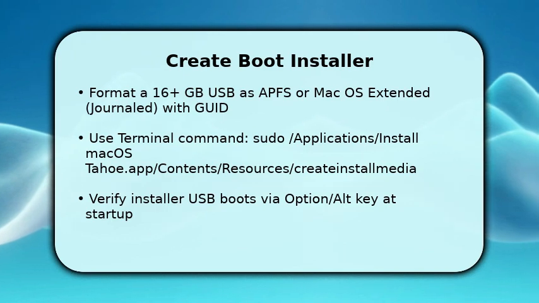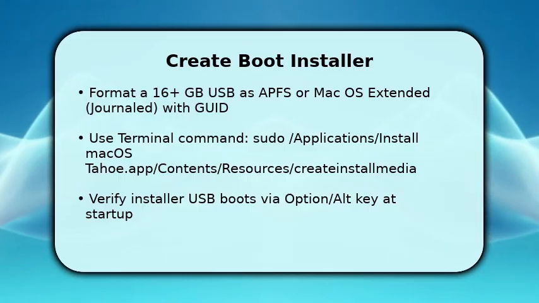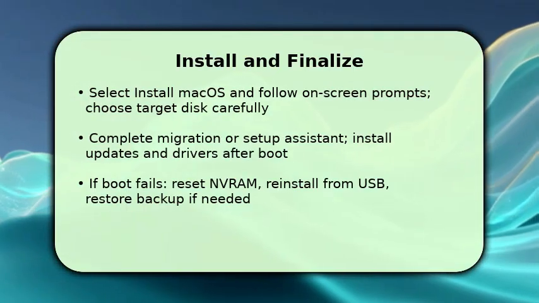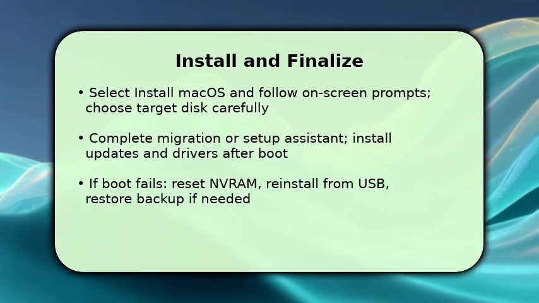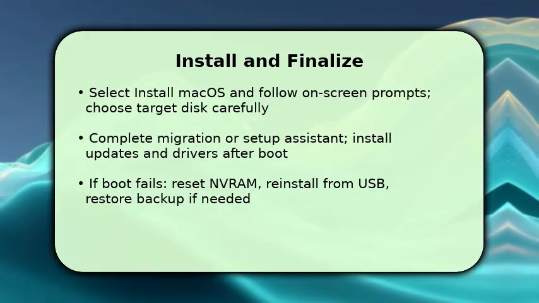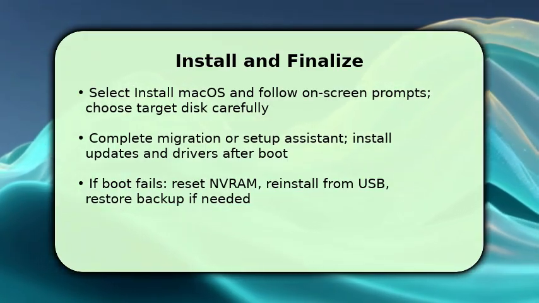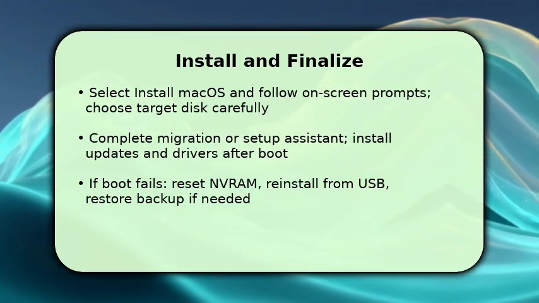You install by selecting the target disk from the Mac OS Utilities installer and following prompts. Take care to choose the intended volume. Once installation completes and the Mac reboots, run Setup Assistant or Migration Assistant to move data, then install Apple updates and any vendor drivers. Make sure to check system settings for privacy and security options.